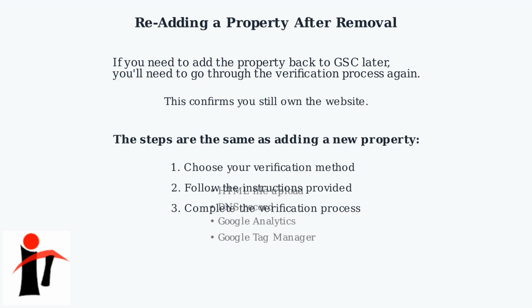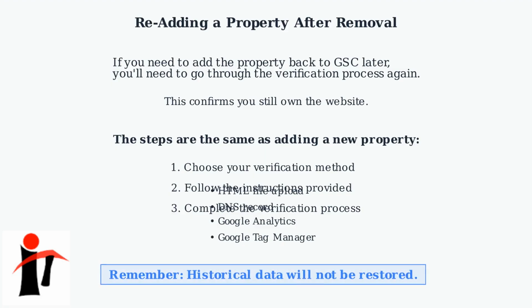The available verification methods include uploading an HTML file, adding a DNS record, using Google Analytics, or Google Tag Manager. Each method provides a secure way to prove ownership. Keep in mind that when you re-add the property, any historical data from before the removal will not be restored. The property will start fresh with new reporting.